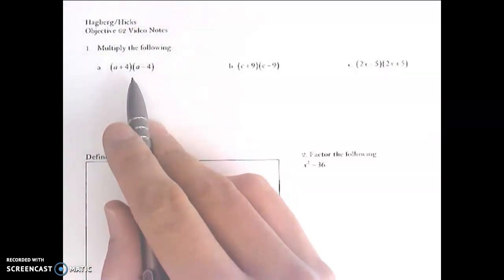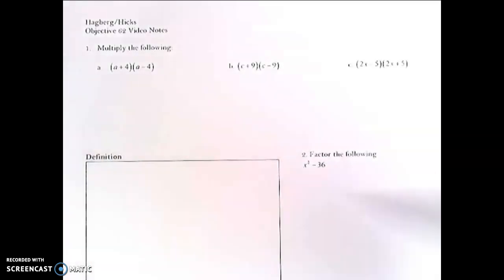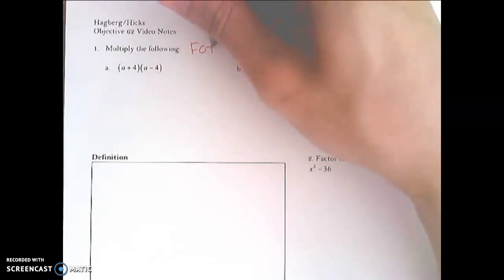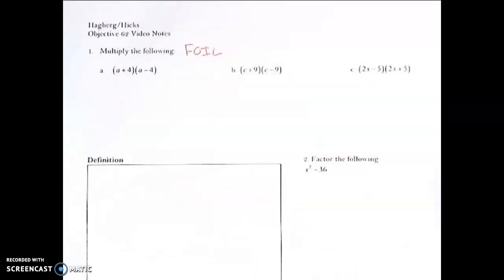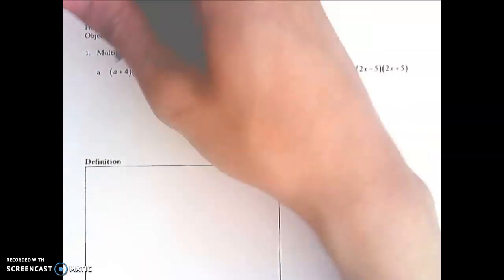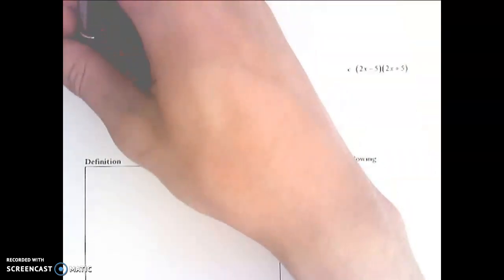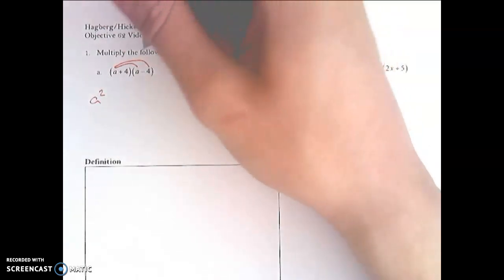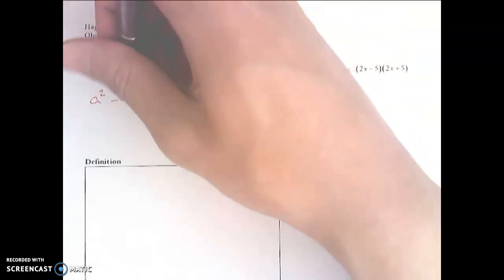Here we have a plus 4 times a minus 4. We've got two binomials. In order to multiply these, we're going to use, again, our FOIL method. So this is first, outer, inner, last. We multiply the first terms. We have a times a is a squared. Outer terms, so negative 4 times a is negative 4a.